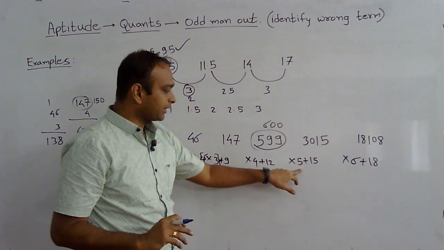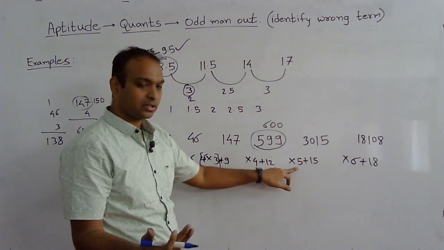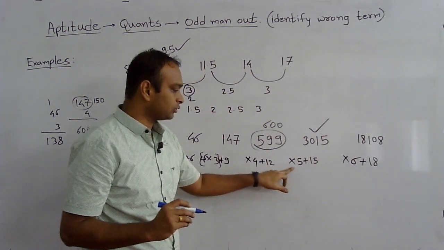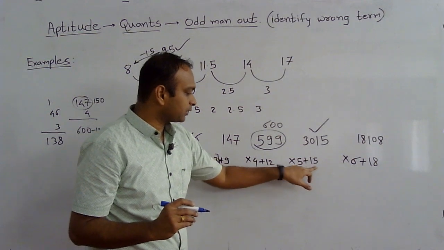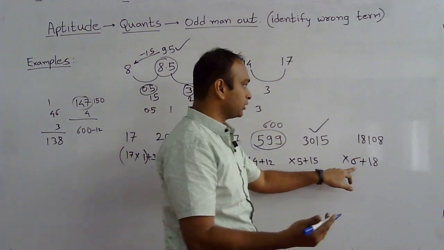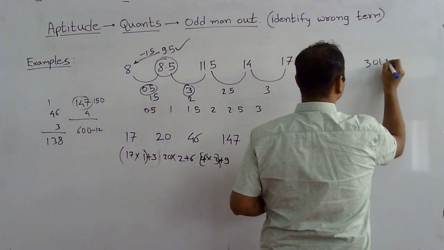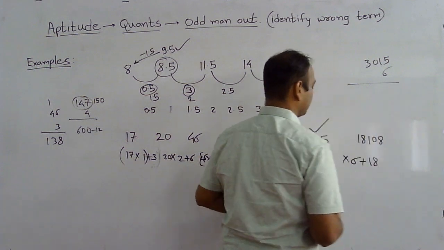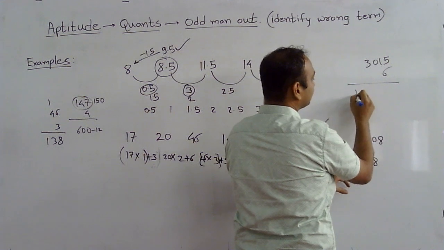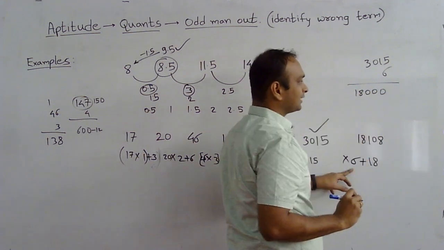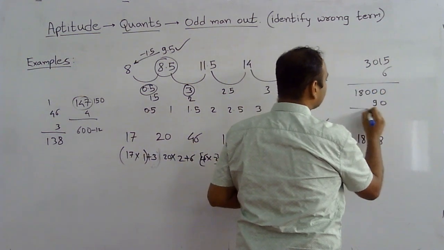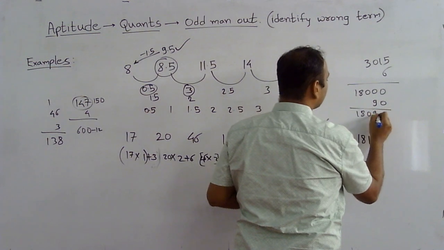Then 600 into 5, 5 6s are 30, so 3000 is the answer. 3000 plus 15, 3015 is perfect. So this is perfect. 3015 into 6. Let's do it here. 3015 into 6, that we have to calculate. Forget about this 15 for some time. 6 into 3 is 18, so that gives 18,000. 15 6s are 90. So let's add it to get 18090.